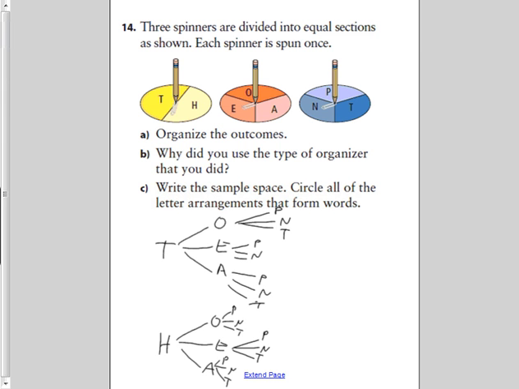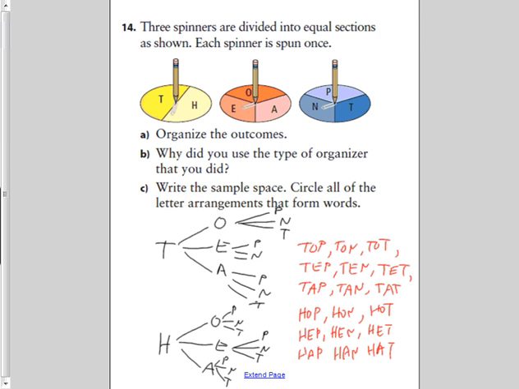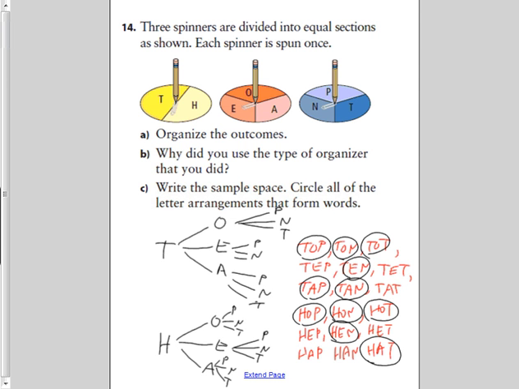If I write the sample space for all the possible combinations, these are all the words I would create from those spins. And the ones that are actually words are those ones right there. There's actually 1, 2, 3, 4, 5, 6, 7, 8, 9, 10, 11 out of the 18 words that were formed that were actually English words. And that's all the questions.